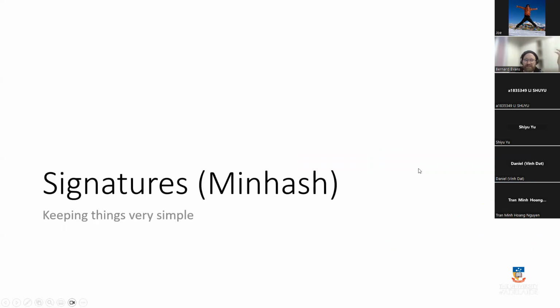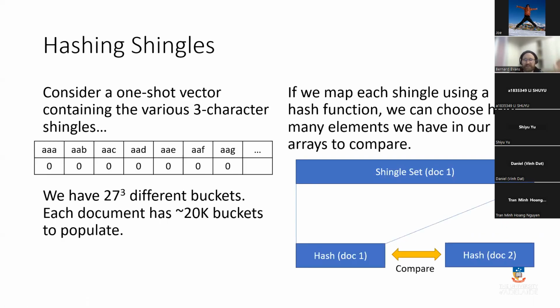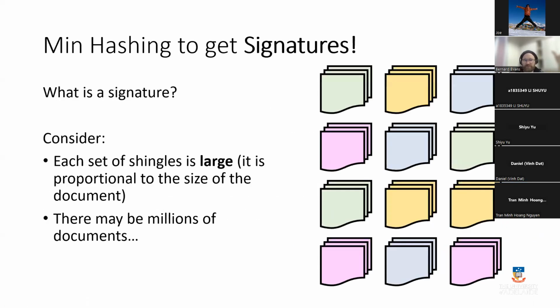We need to come up with an idea of how to keep things very simple. So we're going to use min hashing to get some signatures, one signature per document. What we're going to discover is that we actually want a couple of signatures per document. One signature is not good enough just because of randomness, but if we get a couple of signatures per document, it's very unlikely that two documents will have signatures that are all the same.